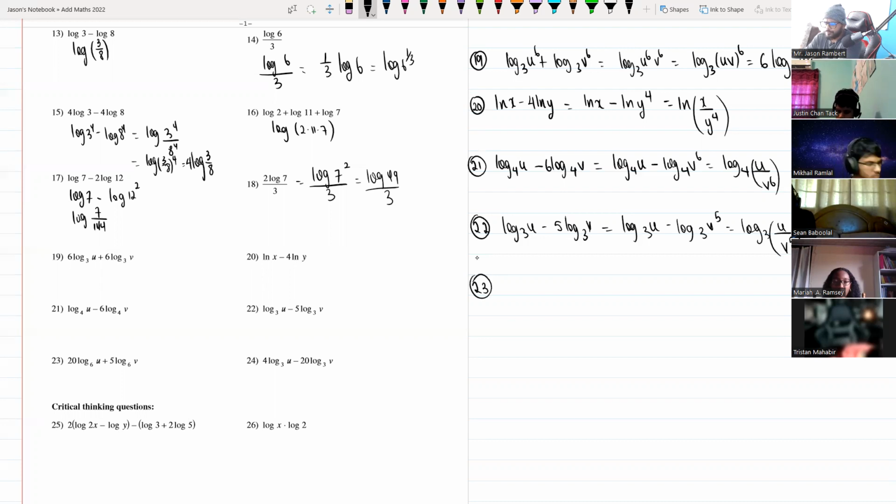Number 23. Similar to number 19, this is 20 log of u to base 6 plus 5 log of v to base 6. This is log of u to the power 20 to base 6 plus log of v to the power 5 to base 6. And this is log of u to the power 20 over v to the power 5 to a base of 6. Yeah?